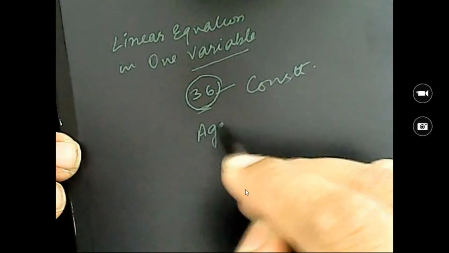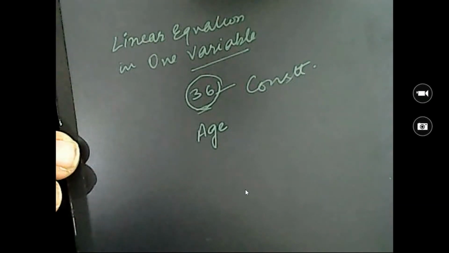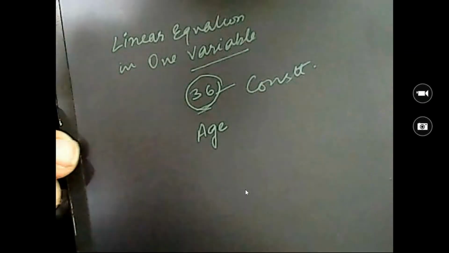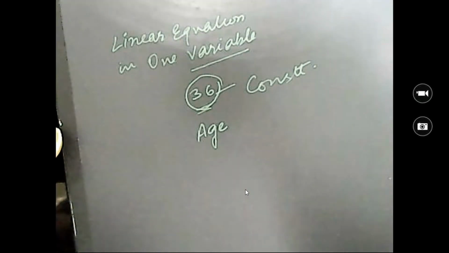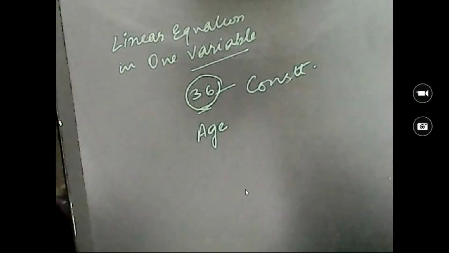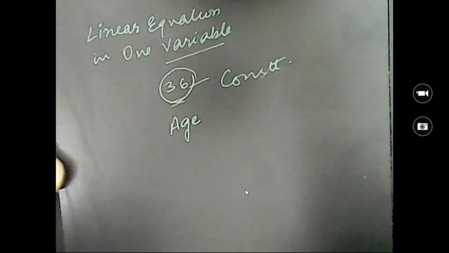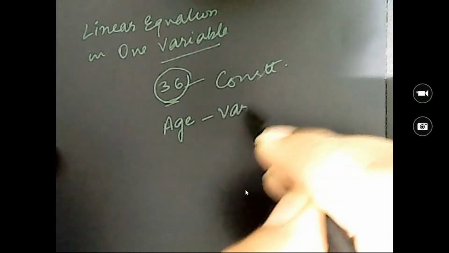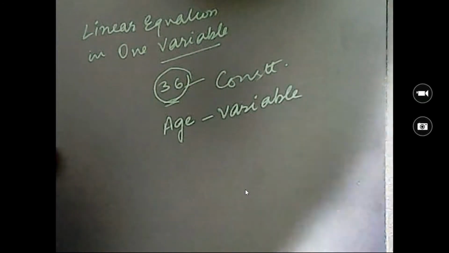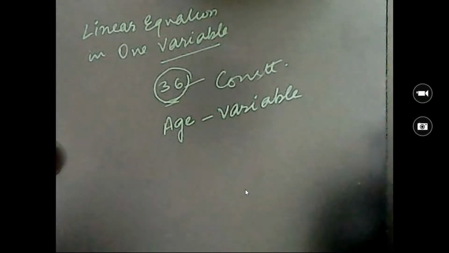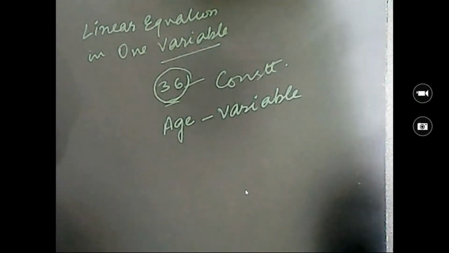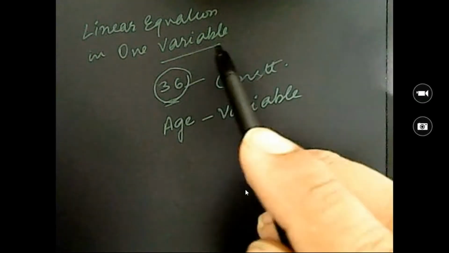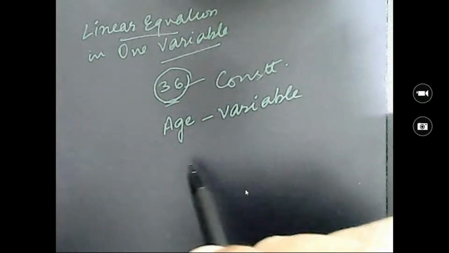But if we talk about the age of a person, it actually depends on the person. For you, the perception of age may be something different. For your grandparents, the perception of age may be something else. So this is called a variable. That means this age varies from person to person. Now the next thing is the linear equation.